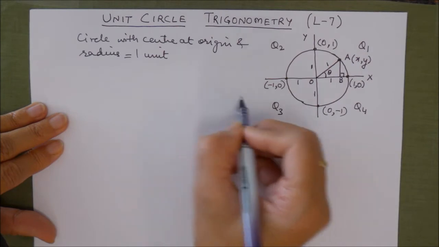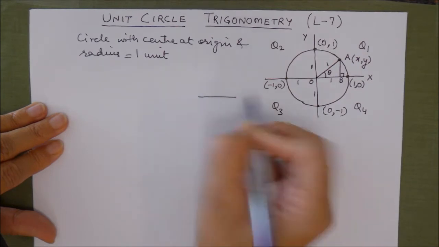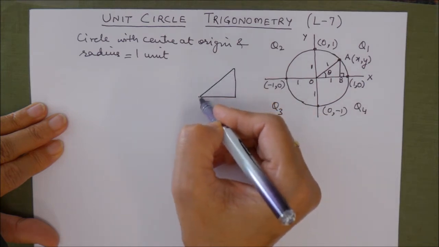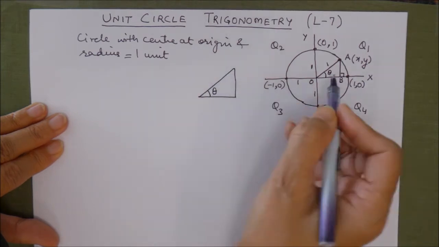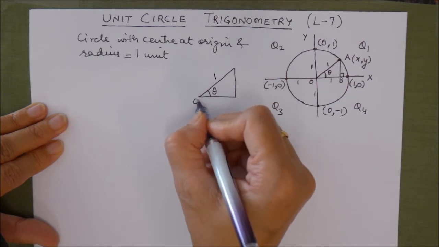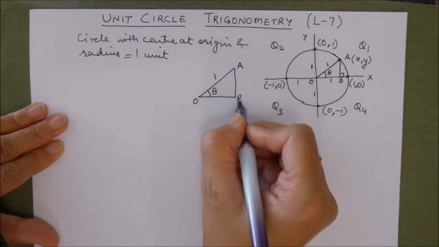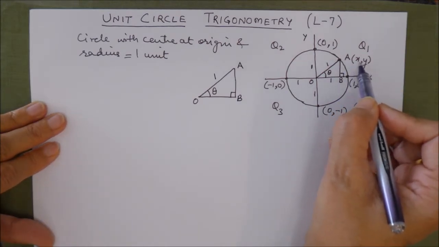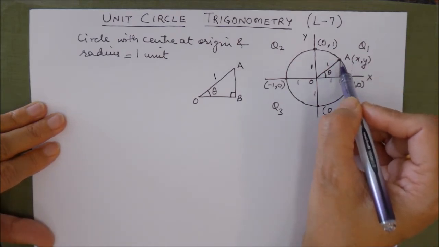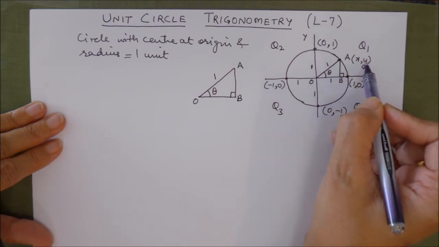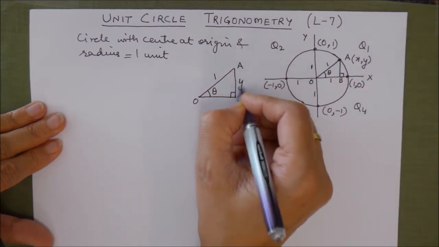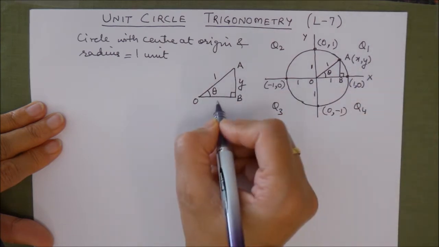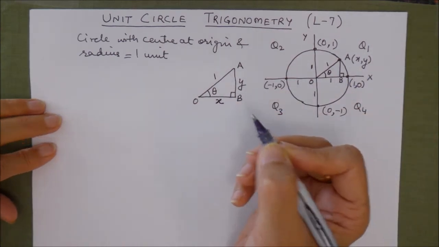Now we draw the triangle once again here, otherwise it is slightly difficult to make it very clear. So I'm mentioning it as theta. This is 1. This is origin, A and point B. Since this point is x, y, that means this vertical distance is always represented by the y coordinate. So this is y part, and the horizontal distance is represented by this x coordinate.